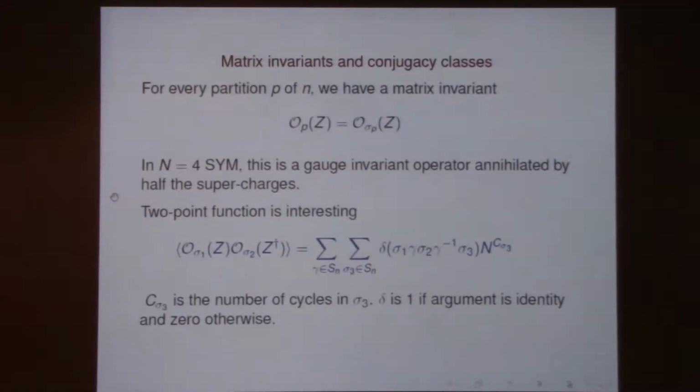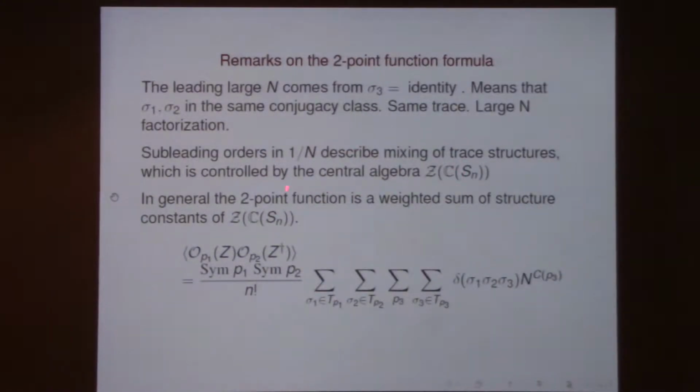That the two multitraces are the same. So a trace Z cubed will mix with a trace Z dagger cubed and so on. So sigma 1 and sigma 2 will be the same at large N. But at subleading orders in the 1/n expansion, basically all we're doing is we're multiplying permutations. And in fact, we're multiplying conjugacy classes. You could show that, as we said, the operator only depends on the conjugacy class. So it only depends on these partitions.